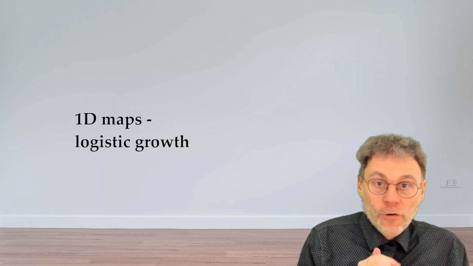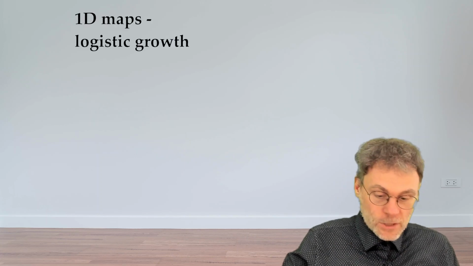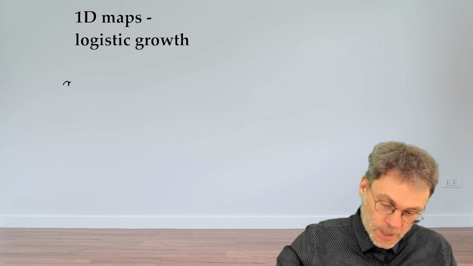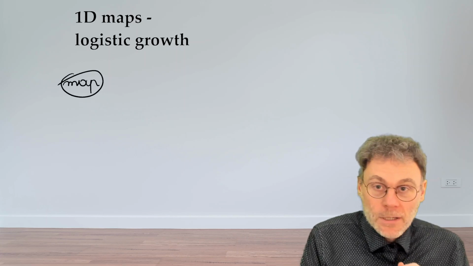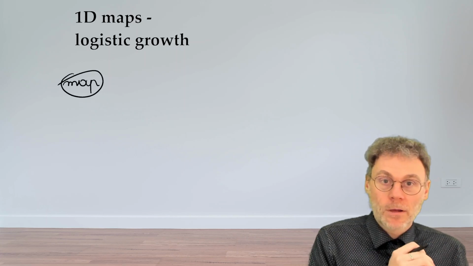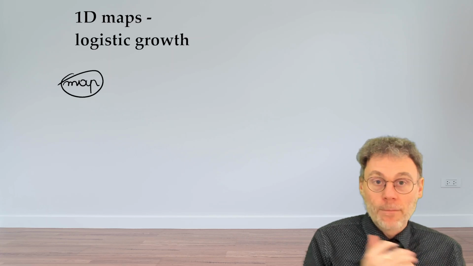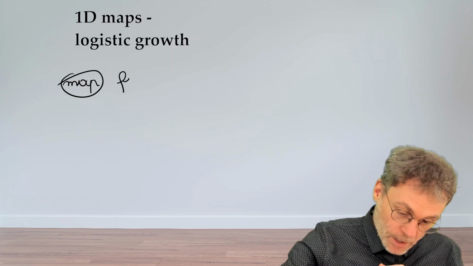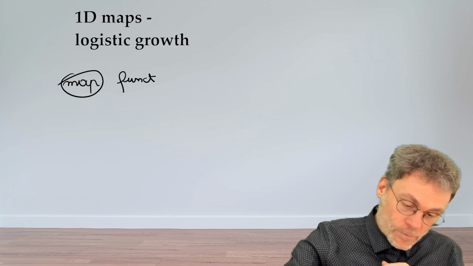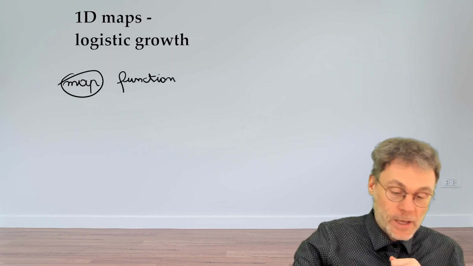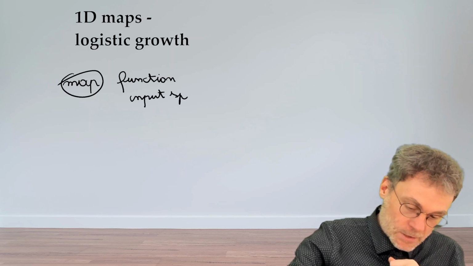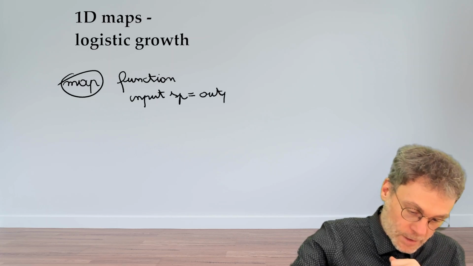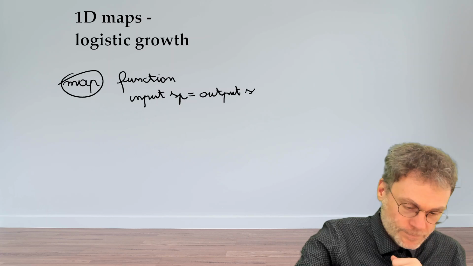Let's introduce some further terminology, and one piece of terminology that's relevant for this chapter is a map. Now, you all know what a map is in daily life. However, in this chapter, a map is something completely different. A map is actually a function, and not just any function, but a function where the input space is the same as the output space.